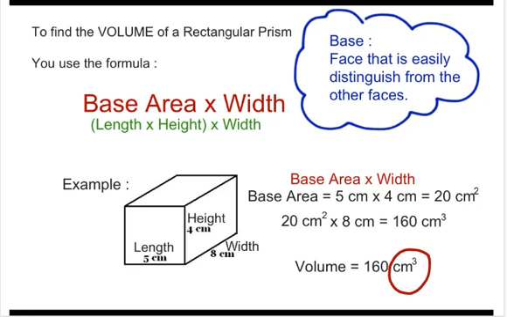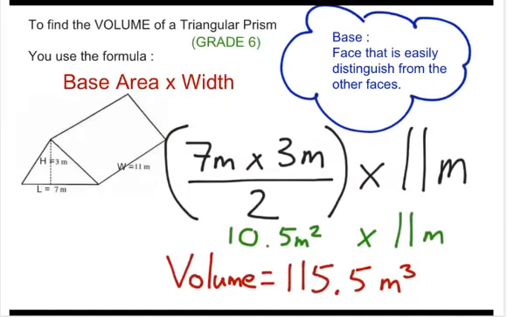And I write a little exponent 3 with my centimeter, with the units, because I'm multiplying 3 dimensions: length, height, width. So cubic centimeter is written that way. Now for grade 6, to find the volume of a triangular prism is the same formula. You need to find first the base area times the width. But as you already know, the area of a triangle is length times height divided by 2.